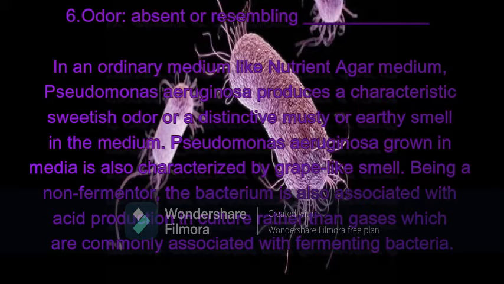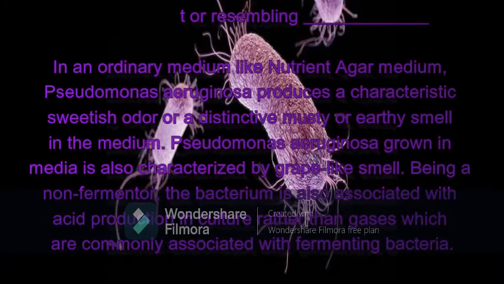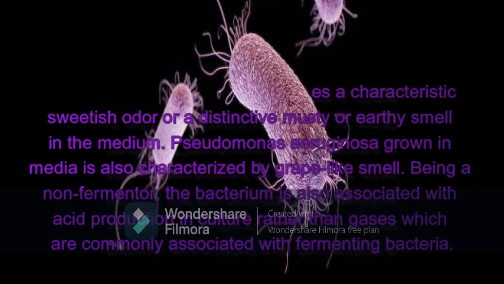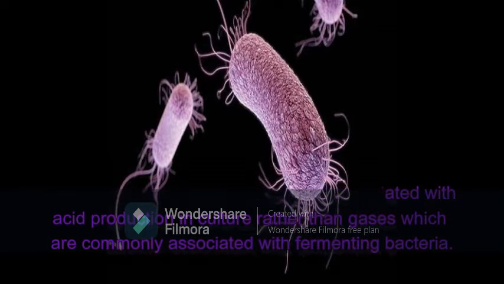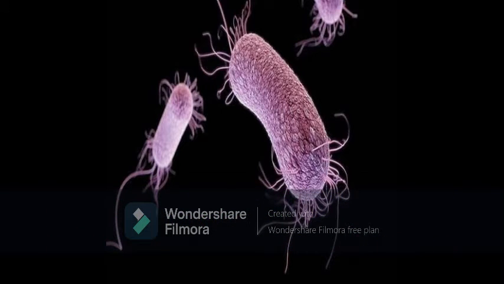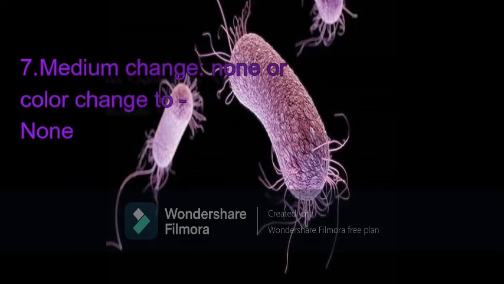Pseudomonas aeruginosa grown in the media is also characterized by a grape-like smell. Being a non-fermenter, the bacterium is also associated with acid production in culture rather than gases, which are commonly associated with fermenting bacteria. And lastly, for the medium change, there is no color change.